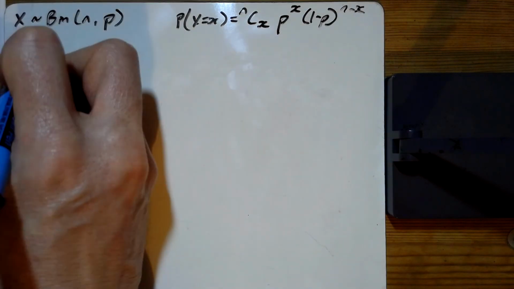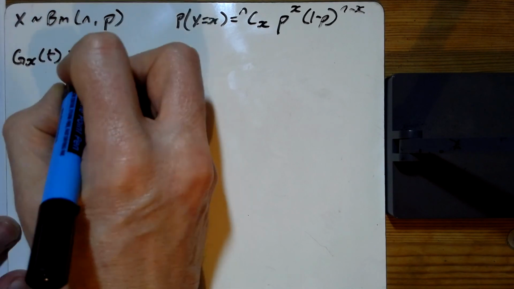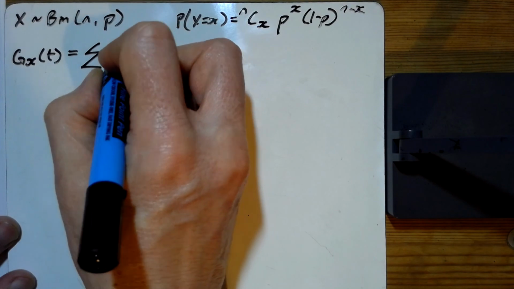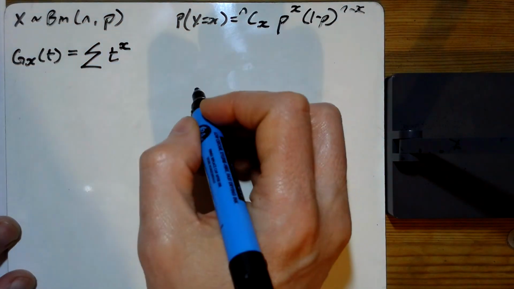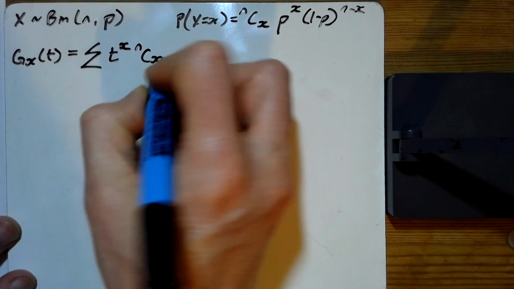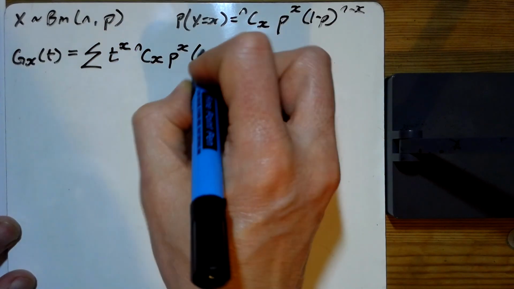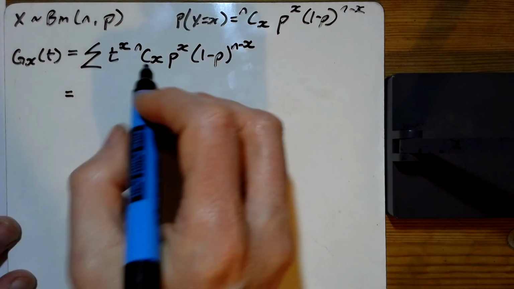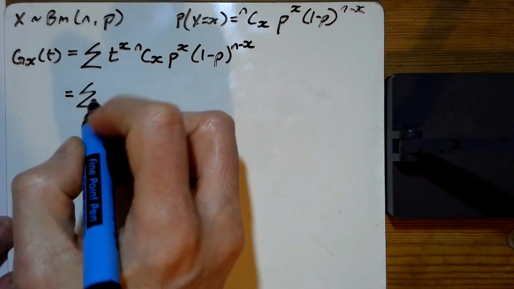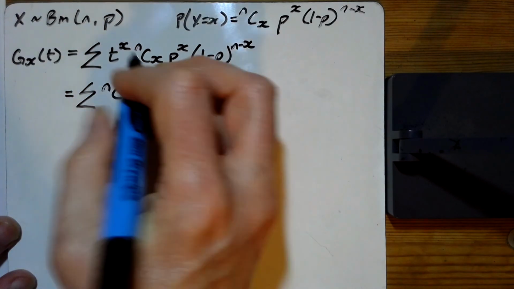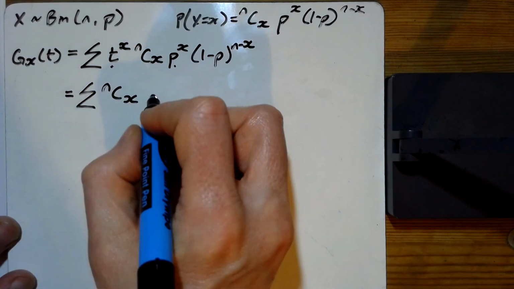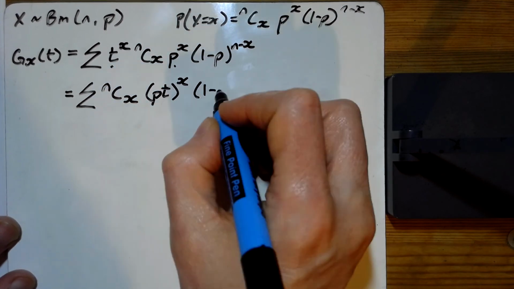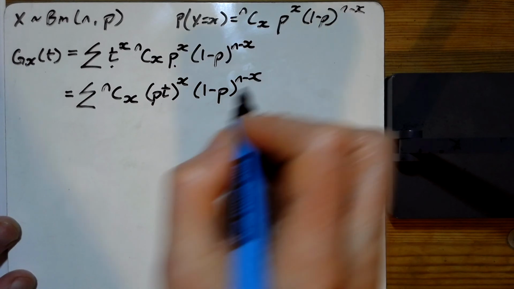And then the generating function for x is going to be the sum of t to the power of x times the probability, which was that thing there, n choose x, p to the x, 1 minus p to the n minus x. So this is the sum of n choose x. Now look, those two things have both got to the power of x, so I'm going to just write that as pt all to the power of x, 1 minus p to the n minus x.